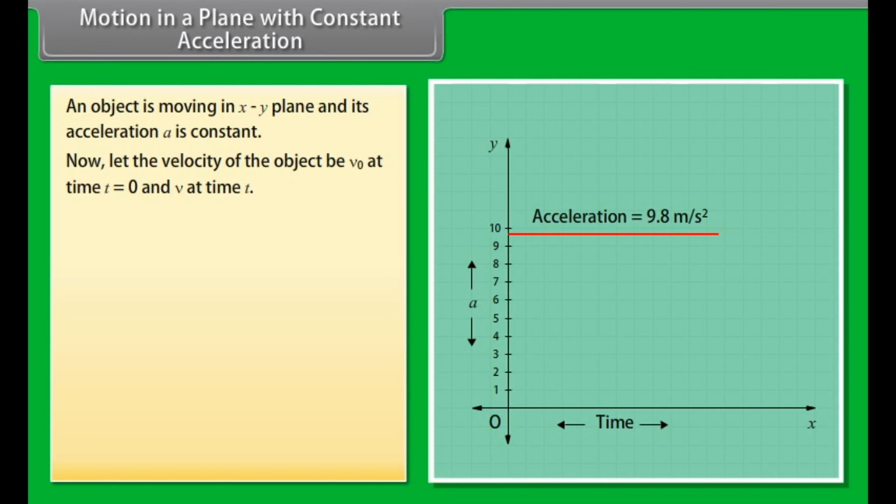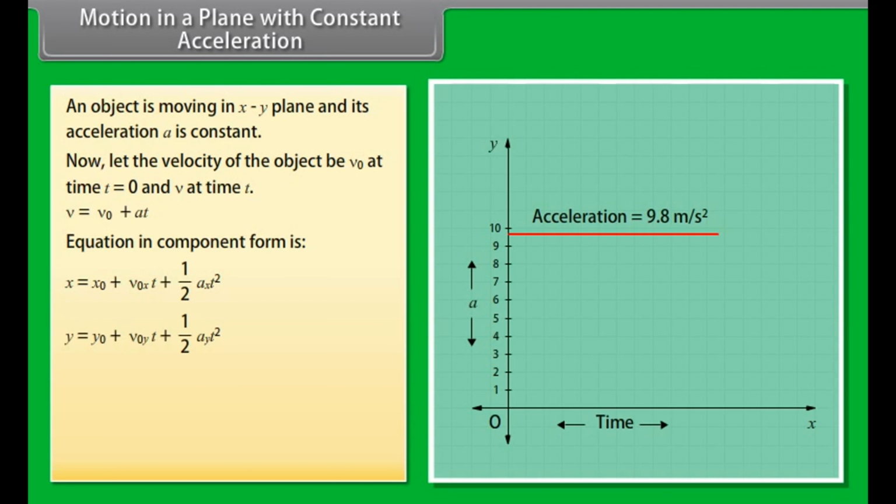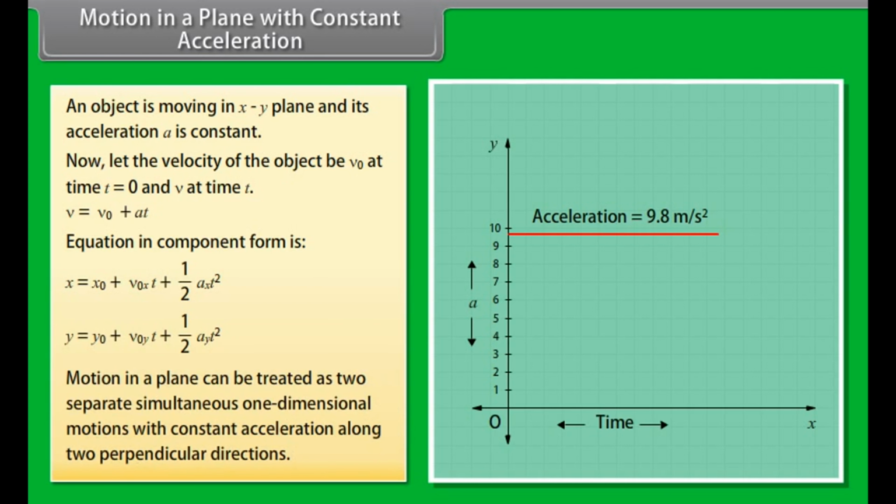Now, let the velocity of the object be v naught at time t equal to 0 and v at time t. v is equal to v naught plus at. This is the equation in component form. We conclude that motion in a plane can be treated as 2 separate simultaneous one-dimensional motions with constant acceleration along 2 perpendicular directions. These results are also valid for 3-dimensional motion.